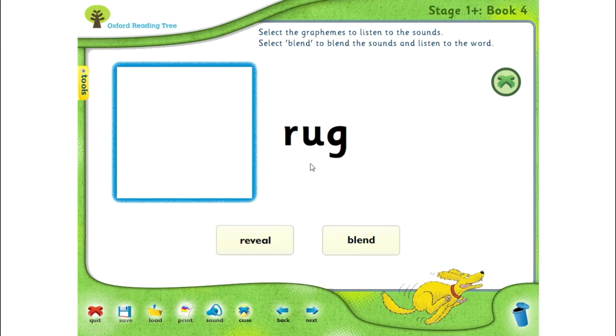Let's move on to this one. Look at that. Er, g. Rug. Remember I told you that letter U sounds A. Muchas veces la letra U suena como una A en inglés. So, R, A, G, rug. There you go. A rug is like a small carpet. Es como una pequeña alfombrita. Okay? A rug.